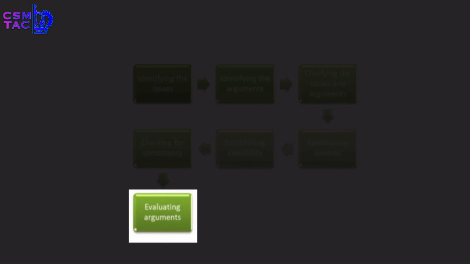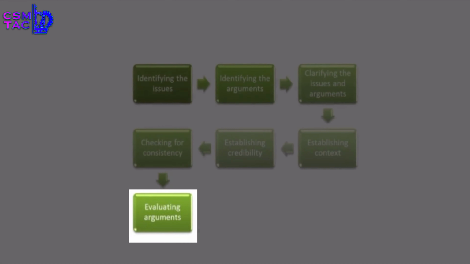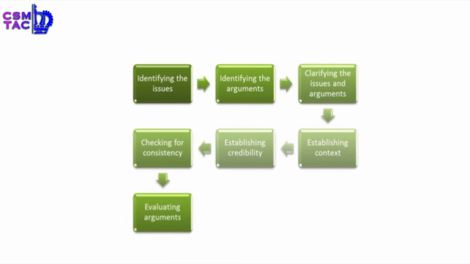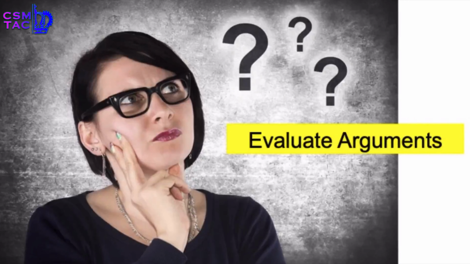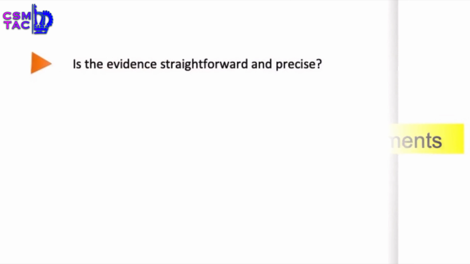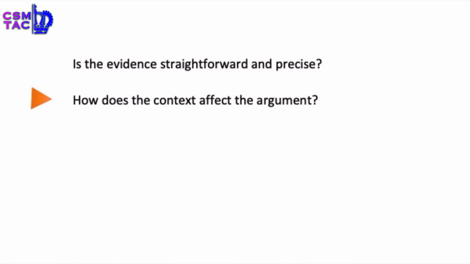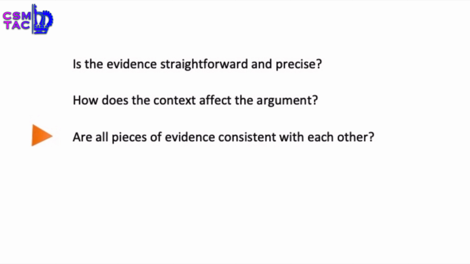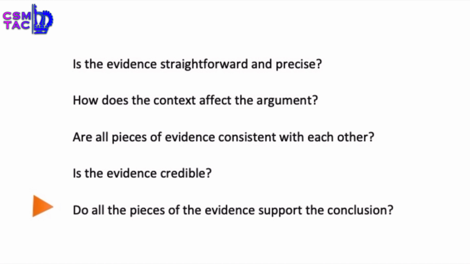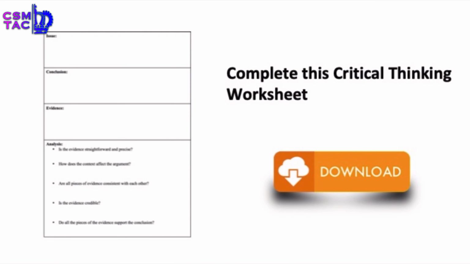At the end, evaluating arguments. Finally, we have gathered enough information to evaluate the argument and decide on its strength. The 5 key questions you will need to ask are: Is the evidence straightforward and precise? How does the context affect the argument? Are all pieces of evidence consistent with each other? Is the evidence credible? Do all pieces of the evidence support the conclusion? Now it's your turn. Please have a look at this slide and complete this critical thinking worksheet.